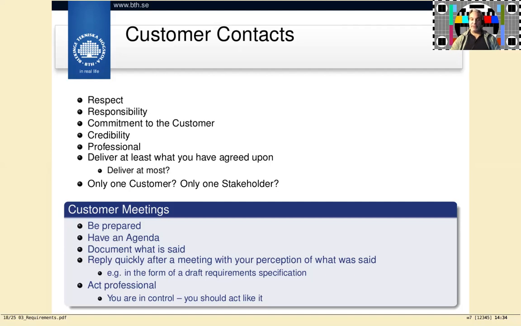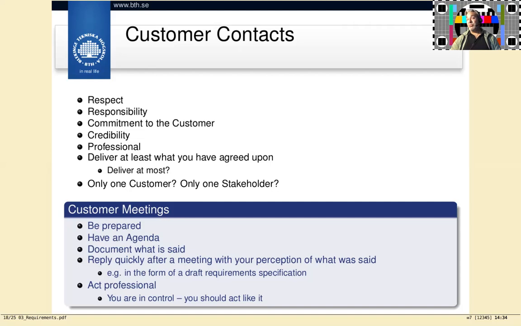So when you have customer meetings, you're prepared, you're the ones that are in charge of the meeting. You're the ones that have to show that you're professionals. The customers know that they are professional because they have money to give you. So you have to show that you're worthy of receiving that money. So you're prepared, you have an agenda, you have done your homework as much as you can beforehand.